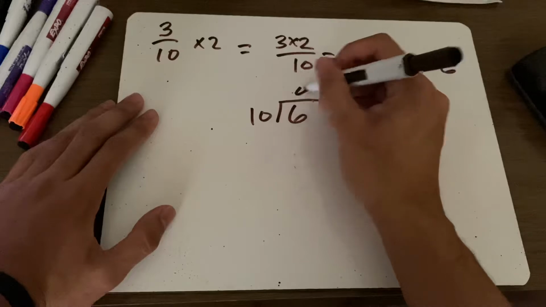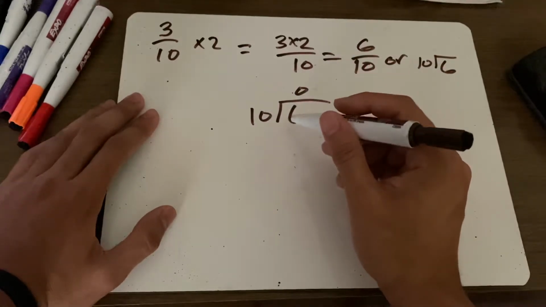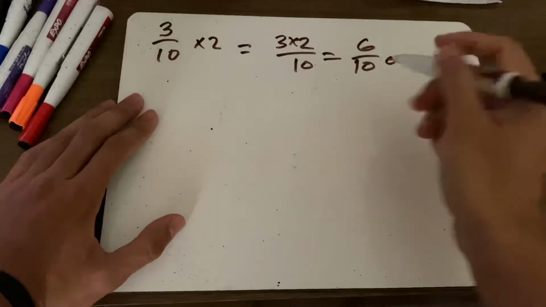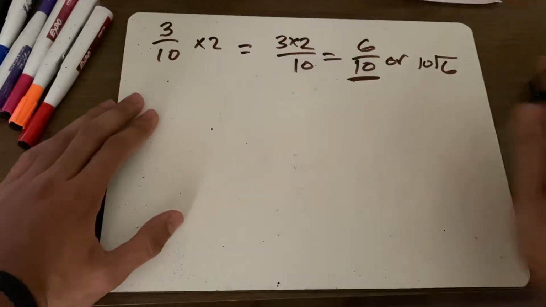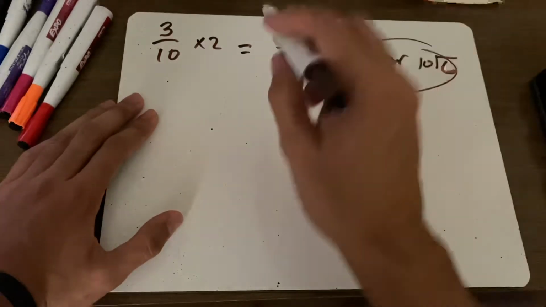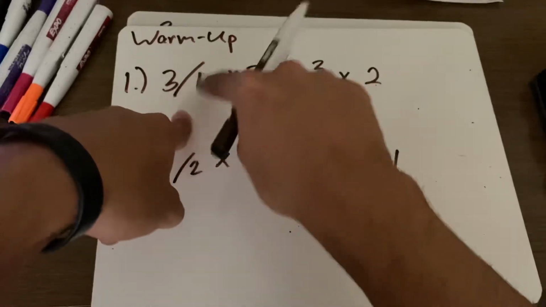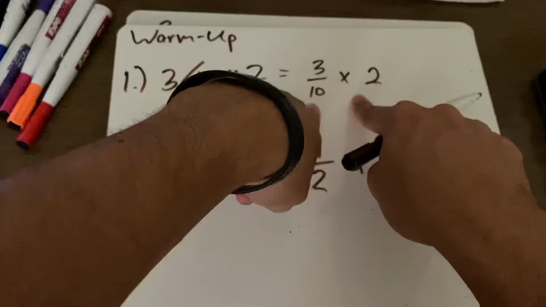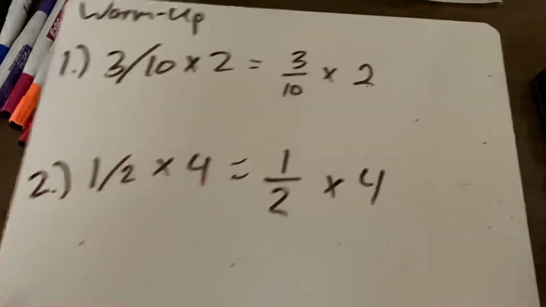Ten goes into 6 0 times. And with this one, you will just leave it like that, right? Because it's a regular fraction. But the point is not your answer. The point is that I wanted you all to see that this is how it should look like. 3/10 times 2 is the same as 3 over 10 times 2. Okay? Hopefully most of you were not getting confused on these.